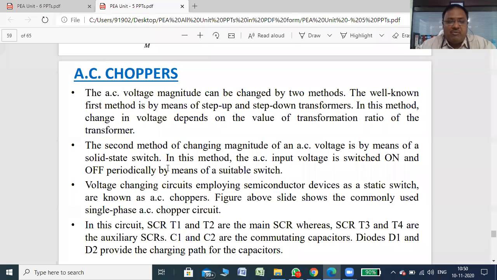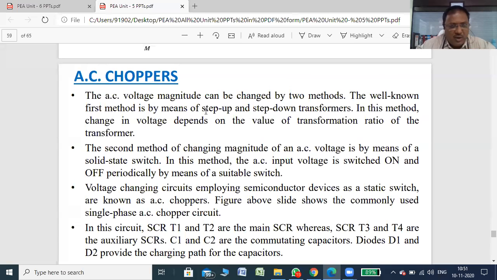So if we are using power devices or a power SCR, then definitely it requires a protection circuit, a triggering circuit, a commutation circuit, etc. Those circuits are not shown in the figure, but the remaining is shown. In this circuit, SCR1 and SCR2 are the main SCRs, whereas SCR3 and SCR4 are the auxiliary SCRs, also called pilot SCRs. Then C1, C2 are the commutating capacitors, and diodes D1 and D2 provide the charging path for the capacitors. Okay, so this is about the circuit diagram.